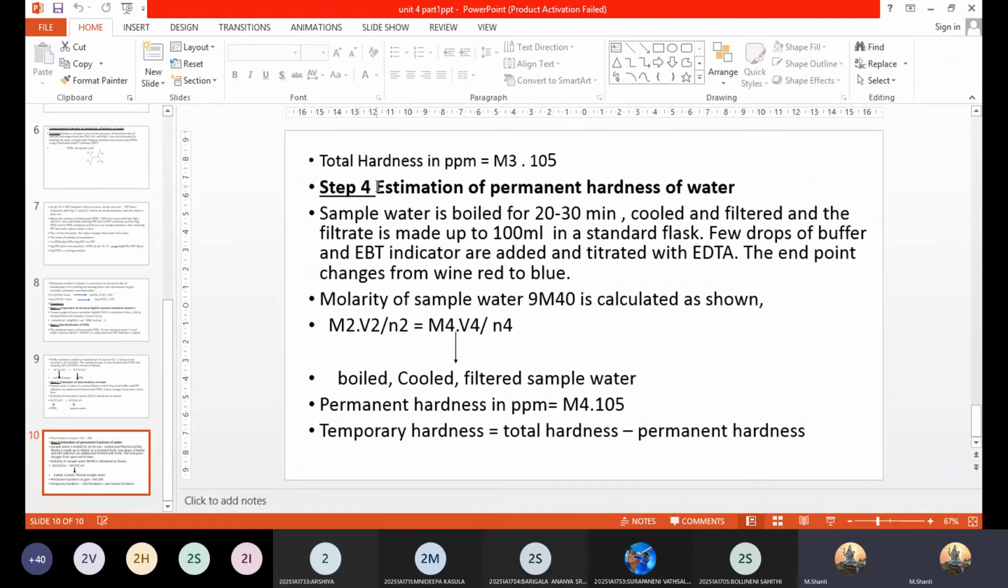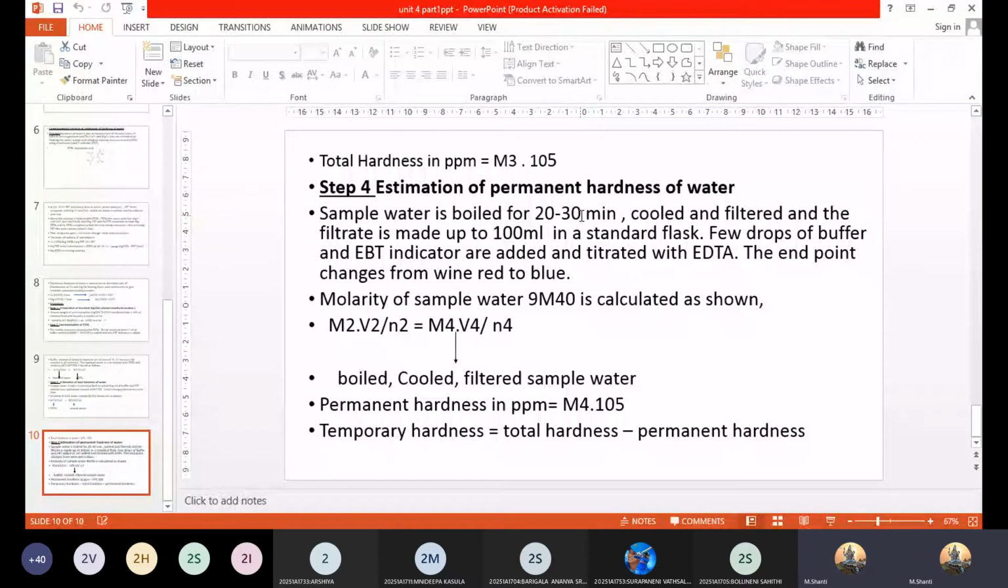Okay, next, step 4. Step 4 is the estimation of permanent hardness. For this you have to follow a procedure. You have to take a sample of water that must be boiled for half an hour. Take a 100 ml water sample in a beaker, put it on the burner and boil this water for 20 to 30 minutes.